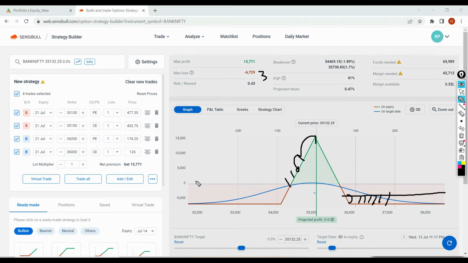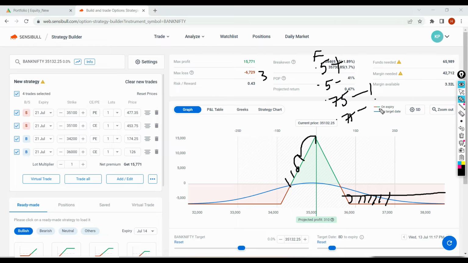So we have discussed 5 different things. Flat, and then 0.5% up, 0.5% down, and then we have discussed 0.75% to 1% upside, and 0.75% to 1% downside.